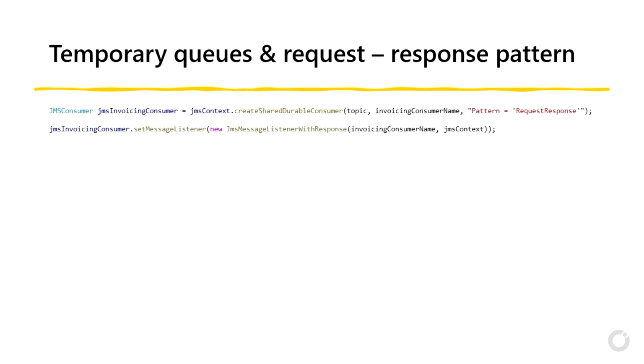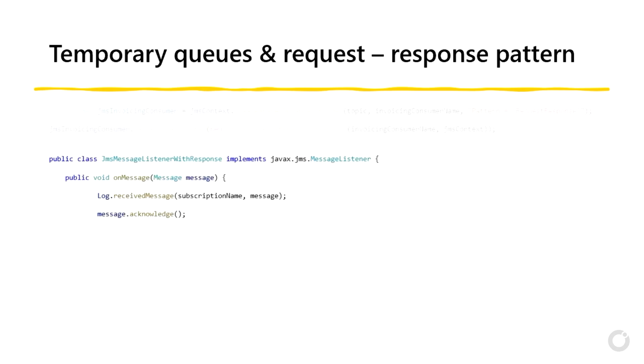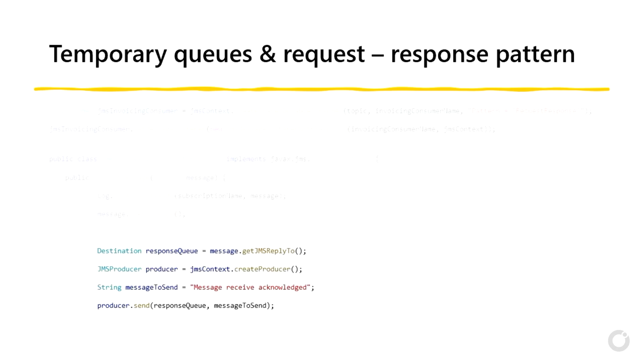On the consumer side, we are going to receive our message again. So we're going to create a consumer. We are going to create a message listener. In this case, our message listener is going to do a little bit more. We still receive the message and acknowledge it. But we are also going to create a message again. We are going to get that reply to queue that's in our metadata. And then we are going to create a producer that's going to send a message to that reply to queue.